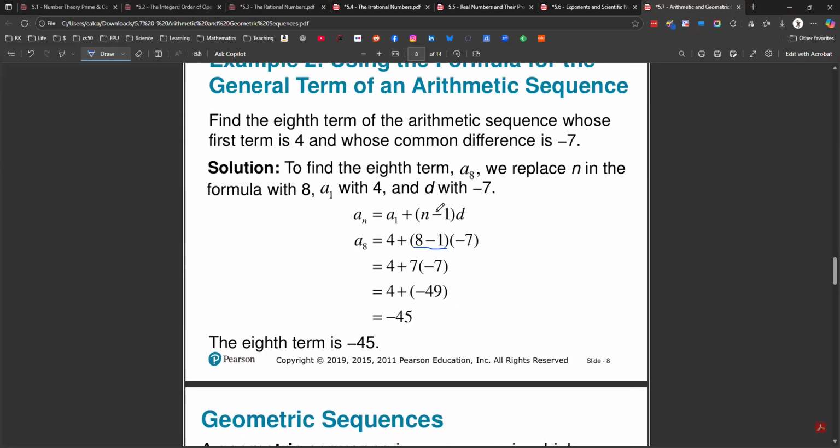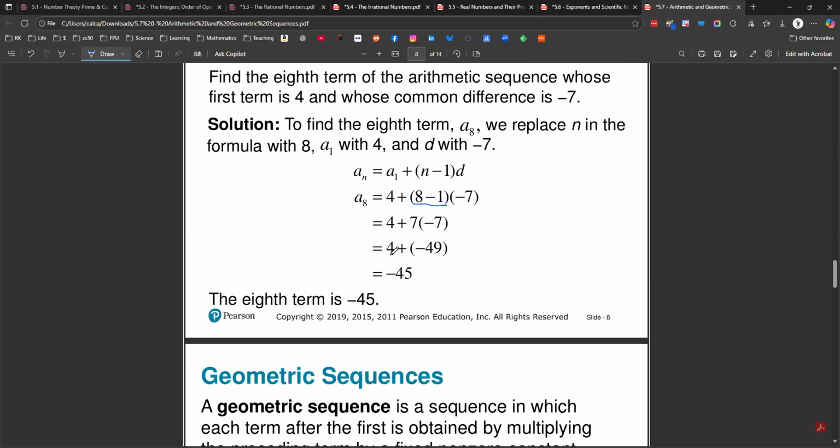Okay, so you can see how this formula can help you find values in the sequence when it gets really far away and it would be hard to count out. Doing 8 wouldn't be horrible, but it would be a little bit time consuming. But if this was 18, that would be a lot longer.